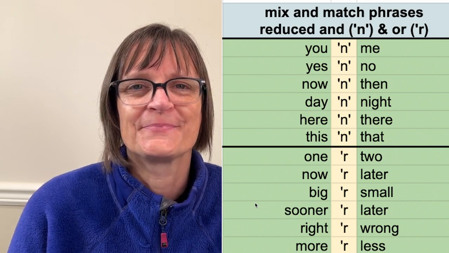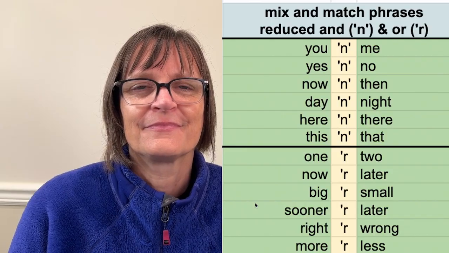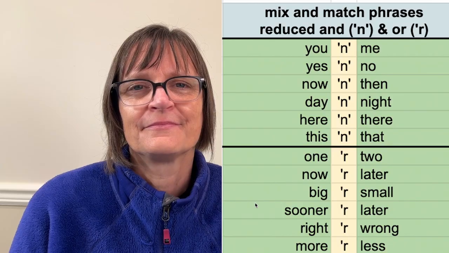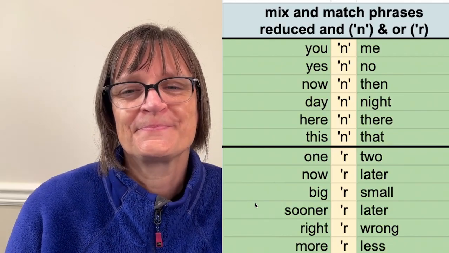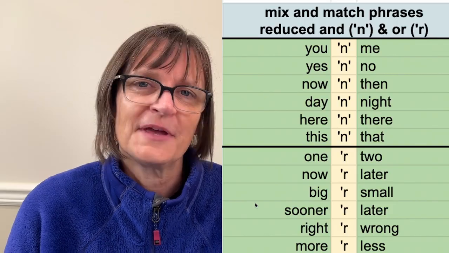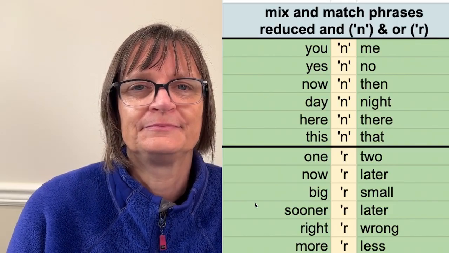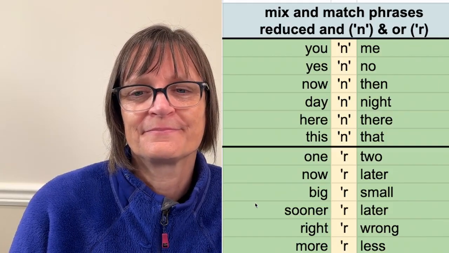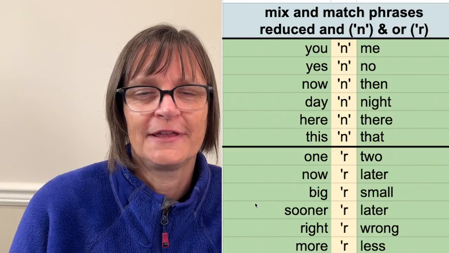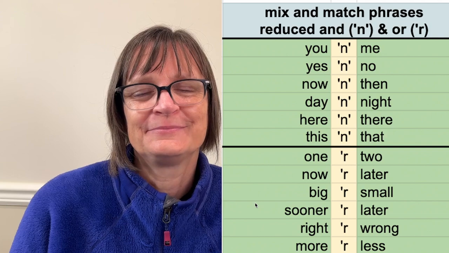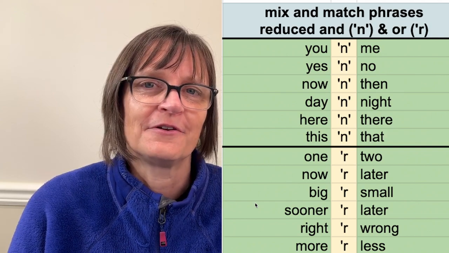Now or later? Should we do it now or later? It's either now or later. Big or small. Big or small, it doesn't matter. Big or small, we still need to address it. Sooner or later. It was bound to happen sooner or later. She's going to get into trouble sooner or later.